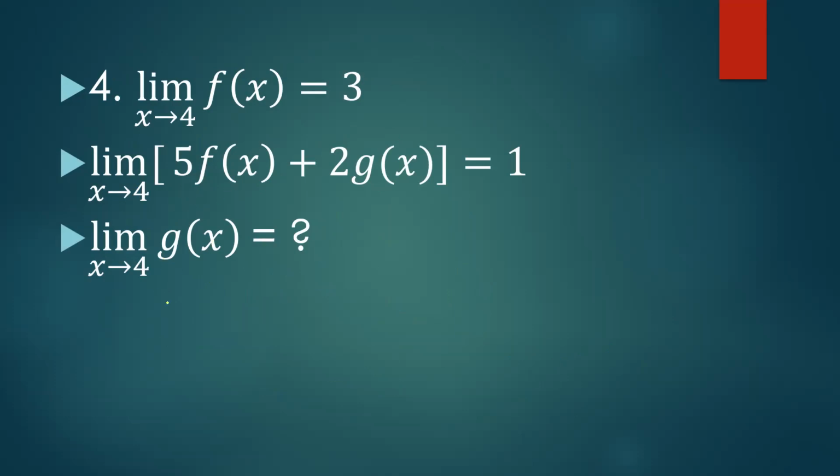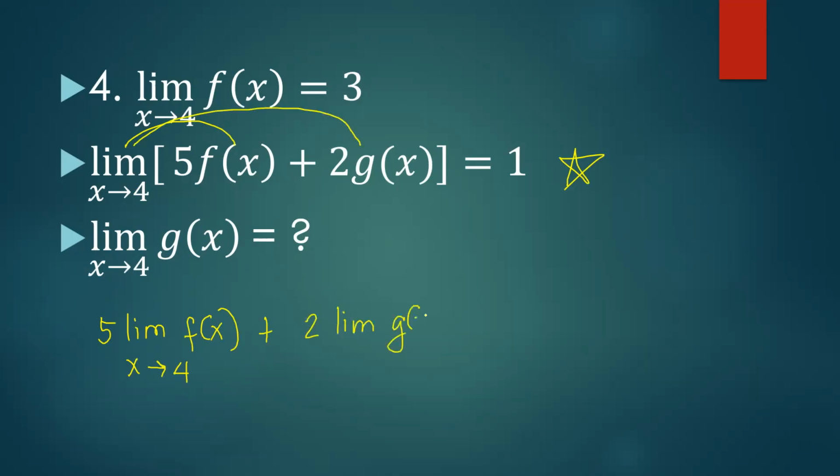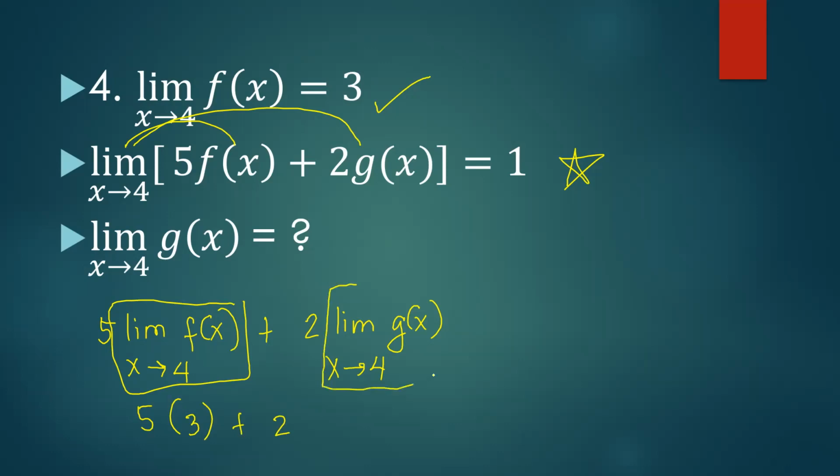Okay, so fast forwarding our timer, let's focus on this part. We can write this as, at the same time, yung coefficient natin, lagay natin sa labas. 5 times the limit of f of x as x approaches 4 plus the next limit, which will be 2 times the limit of g of x as x approaches the same number 4. Now this is given. That's equal to 3. So we have 5 times 3 here. Tapos 2. This part is missing. So we don't know what the value of this is.